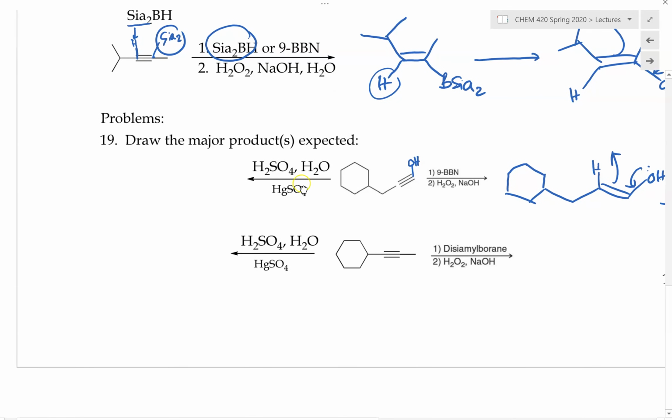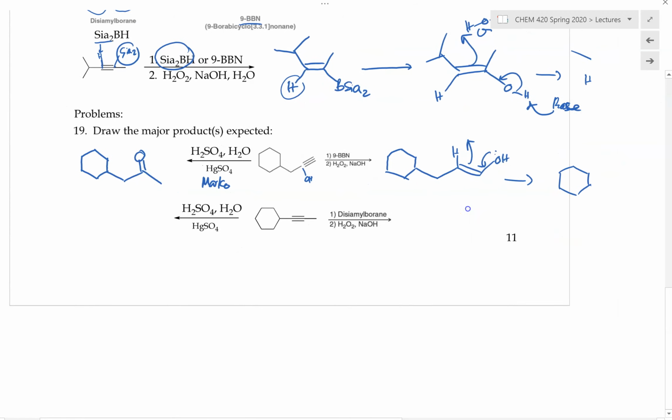Versus if we were to do this reaction with sulfuric acid and water in the presence of mercuric sulfate, this would be the Markovnikov addition, where the OH would be added to the more substituted carbon. So in this case, that's what will happen, followed by the tautomerization step, making a methyl ketone. The product of this reaction will be as follows. So that will be the product of this reaction.